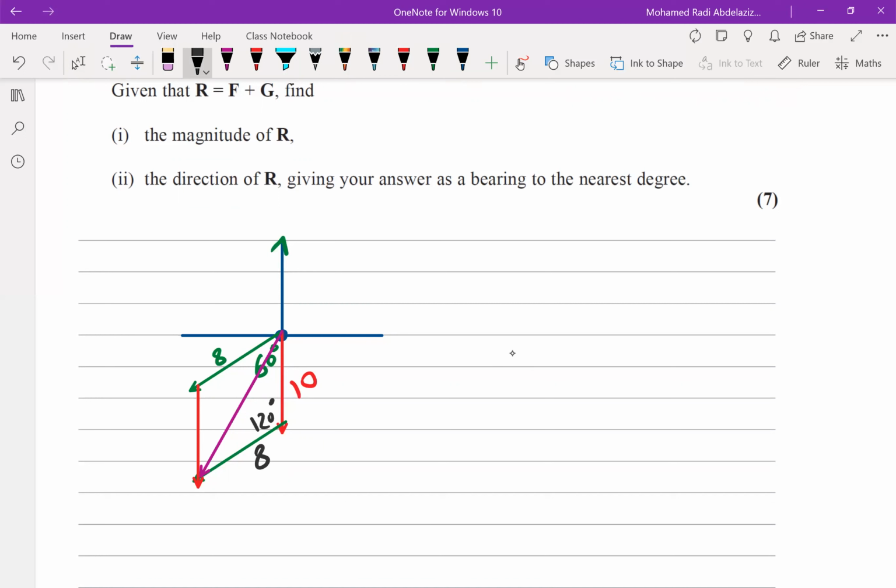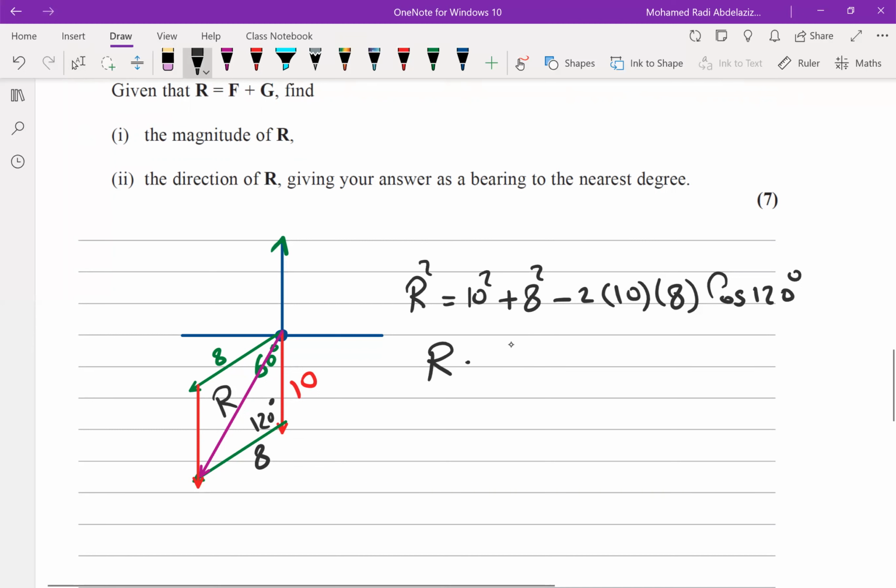This side has magnitude 8 and this one 10, so we have two sides and the included angle, and you can apply the cosine rule to get the magnitude of R. R squared is equal to 10 squared plus 8 squared minus 2 times 10 times 8 times cosine 120. This is the magnitude. After getting the magnitude, you can apply the sine rule to get the direction.